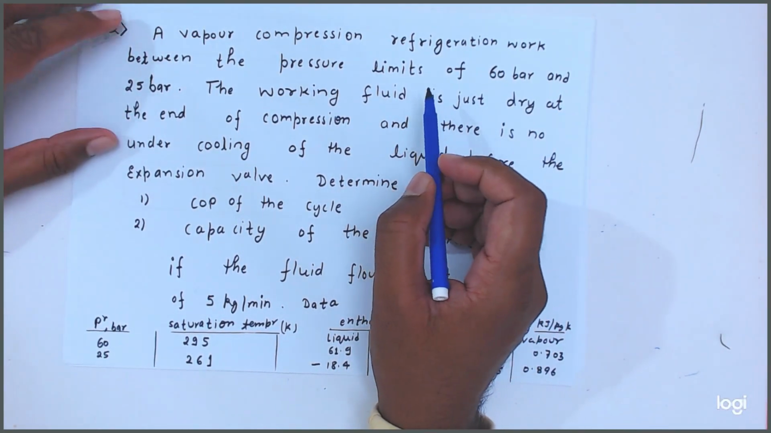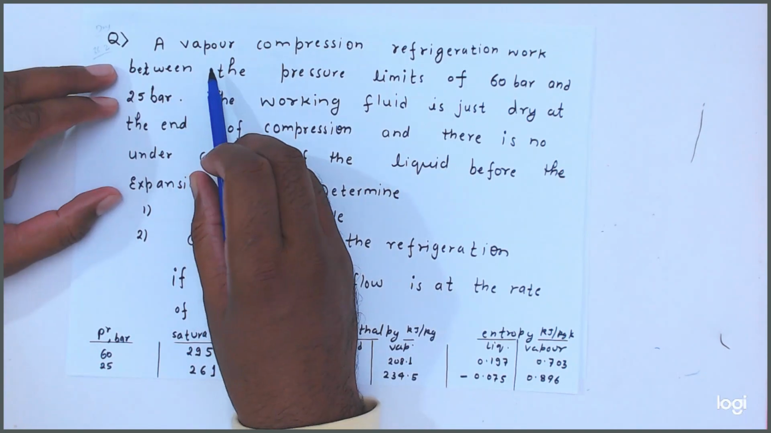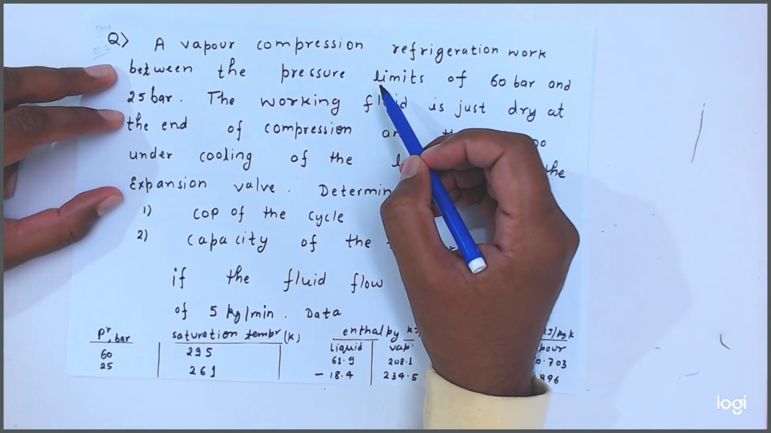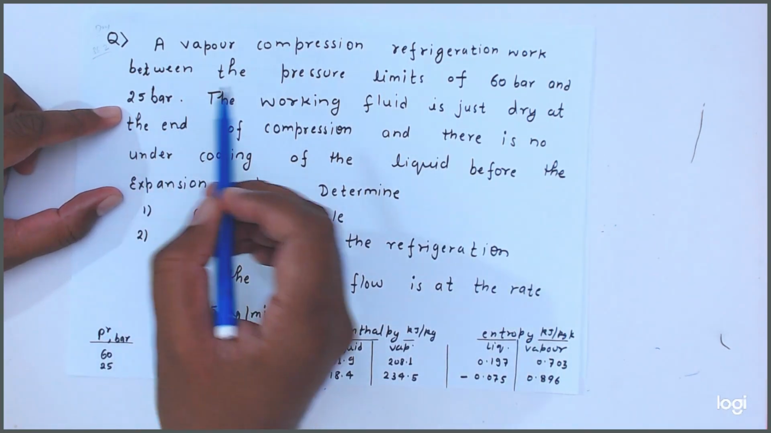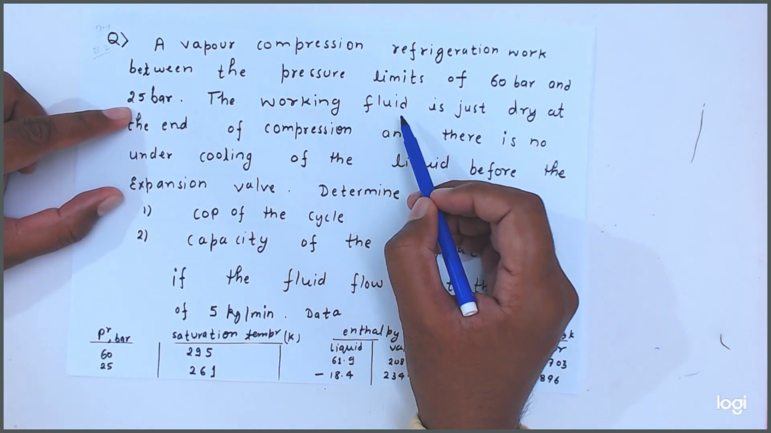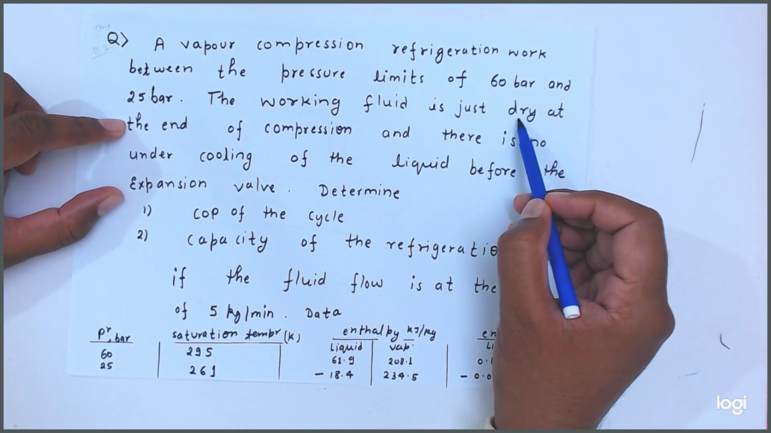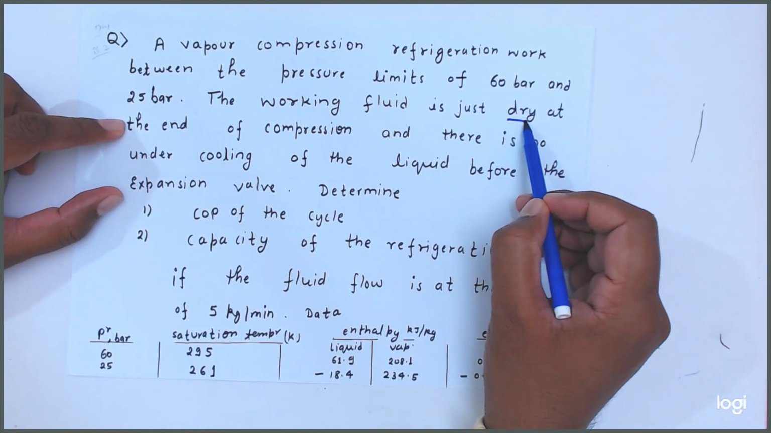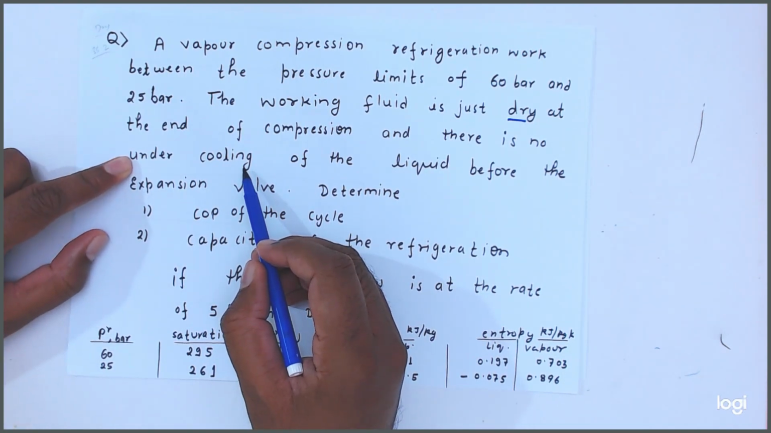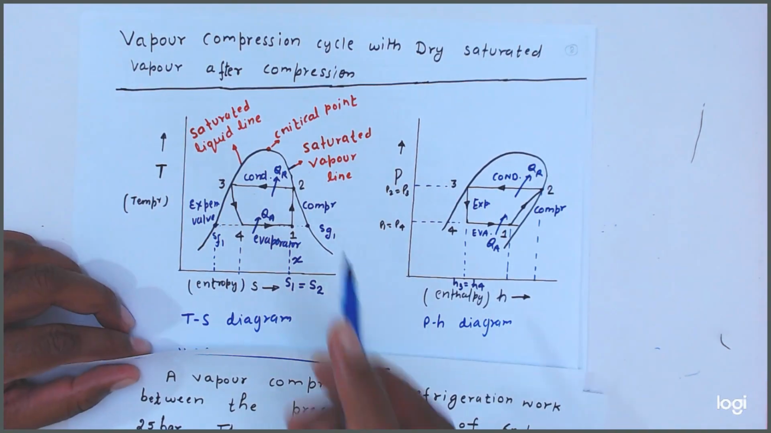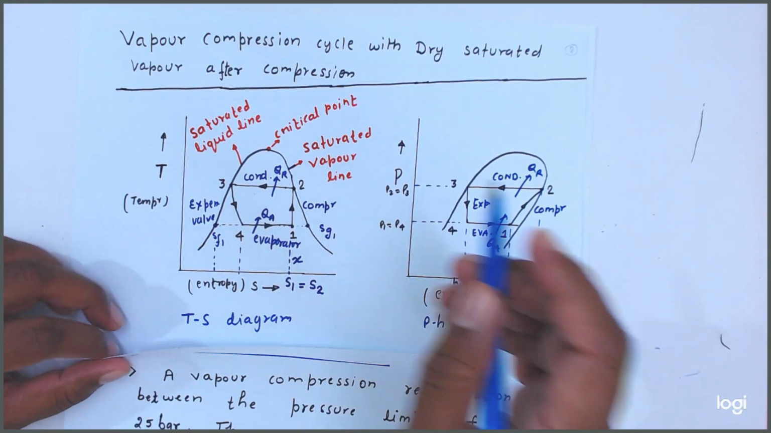From here you can understand easily. Question is, a vapor compression refrigeration cycle works between the pressure limit of 60 bar and 25 bar. The working fluid is just dry at the end of the compression. So the point lies on the saturated vapor line because it is just dry, and there is no undercooling. It means the point lies on this point, so this value and this value are the same.